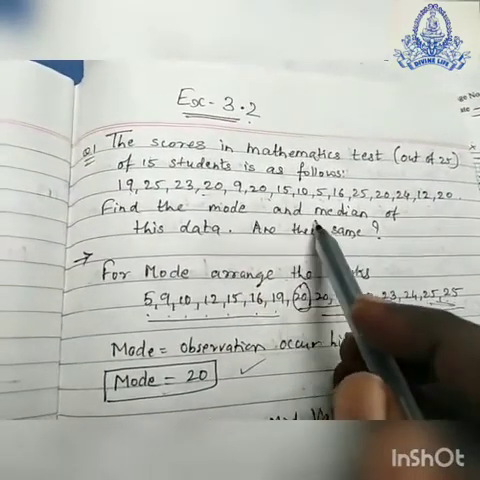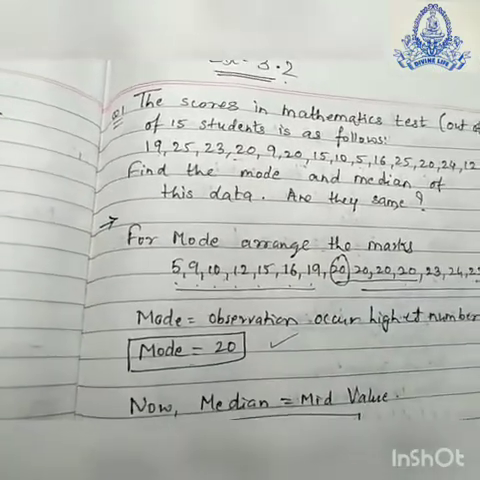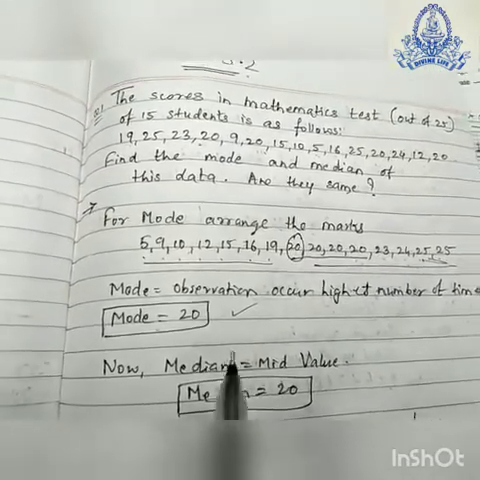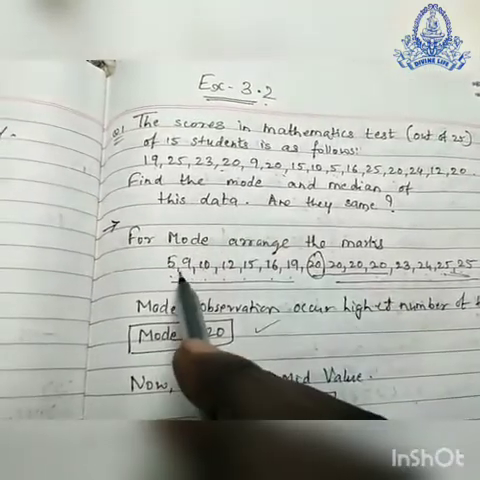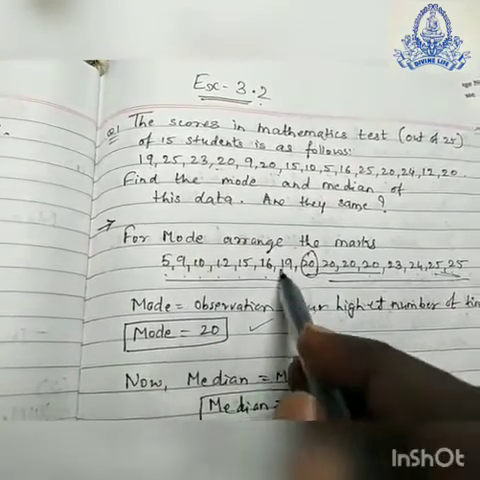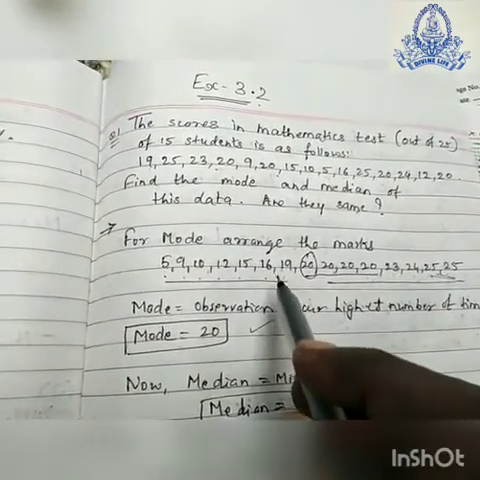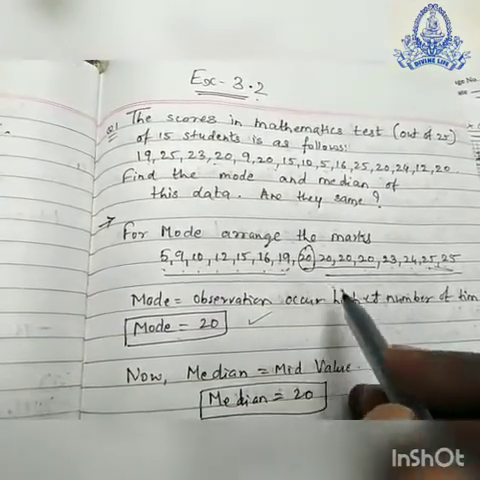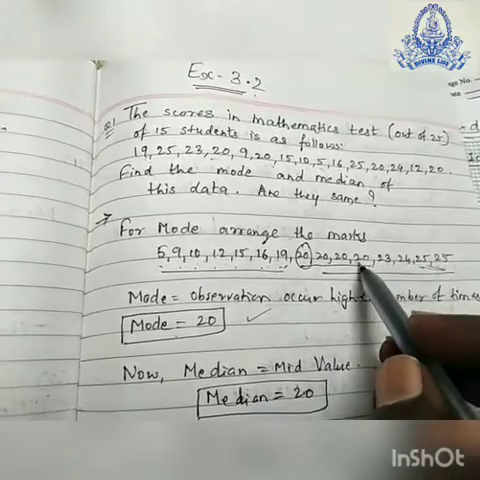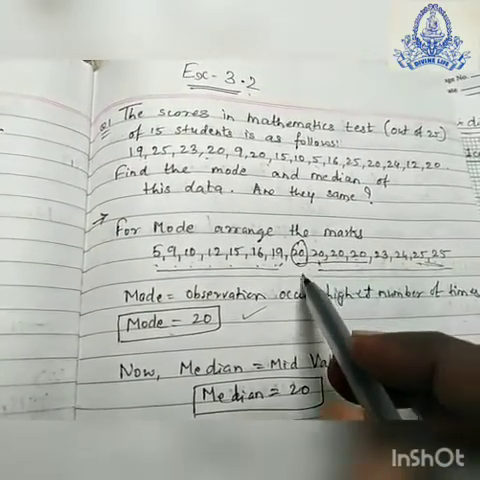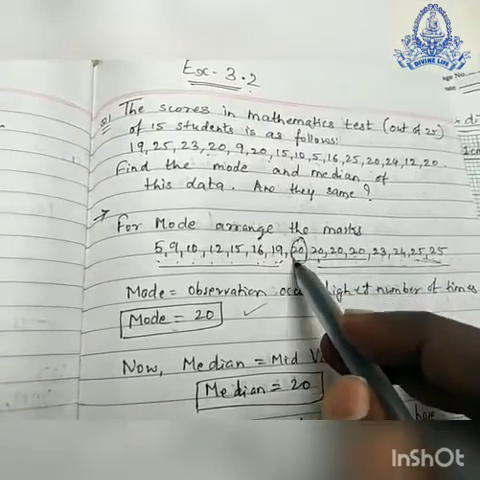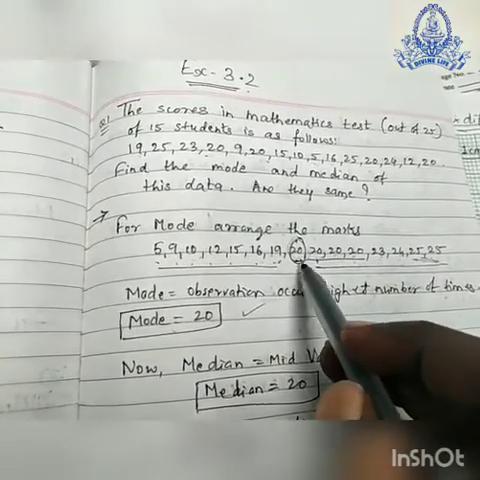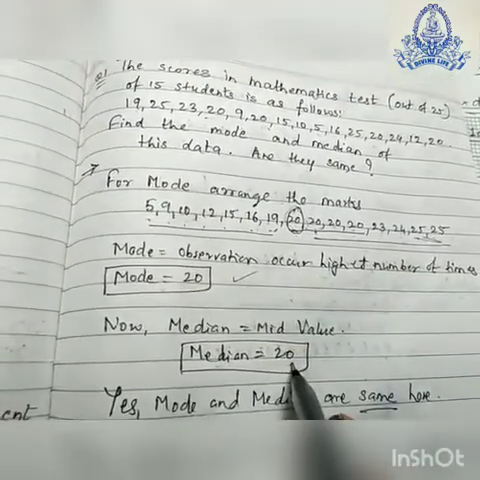Now the second question, median. You know that median is the mid value. Here there are total 15 students, so we count 7 students from the left-hand side and 7 from the right-hand side. The middle number we get is the median. 1, 2, 3, 4, 5, 6, 7, so we reach 19. Again 1, 2, 3, 4, 5, 6, 7, we reach this 20. So 7 on this side, 7 on that side, and the 15th number is the middle number, the 8th, which is 20. So the median is 20.